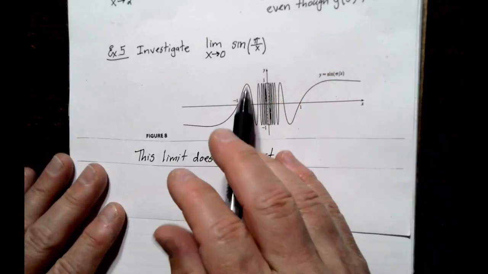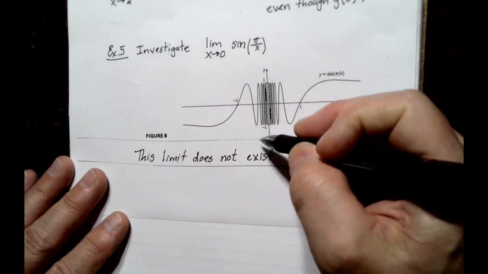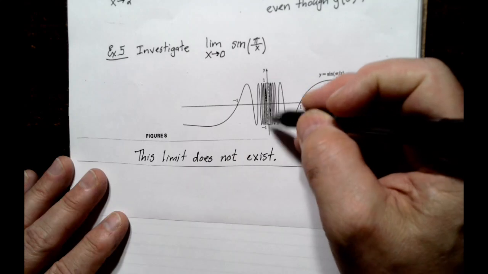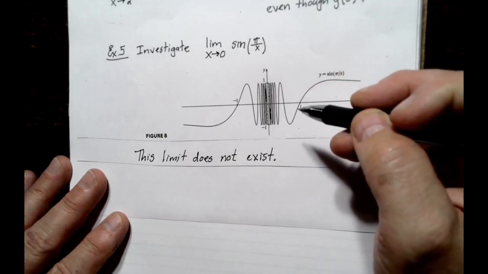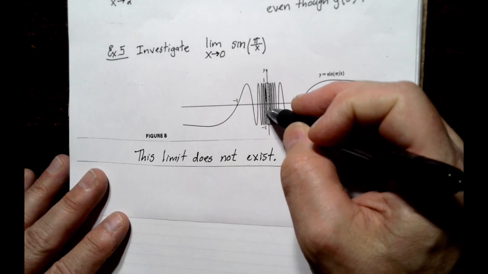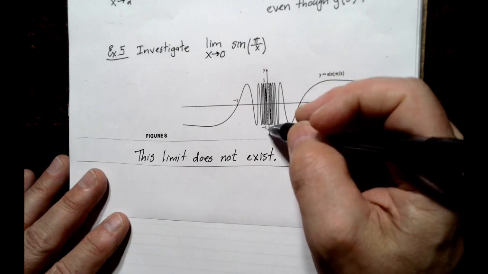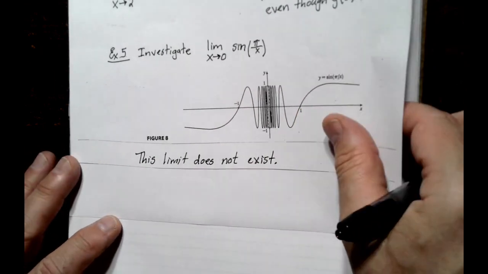Now if we look at something like this, this is a classic example of a function where the closer and closer you get to 0, the faster it goes up and down. Almost looks like an earthquake meter going off. This one, the limit does not exist because as you get closer and closer to 0, your y values are all over the place. So it does not approach any one value at all. It doesn't even come close.